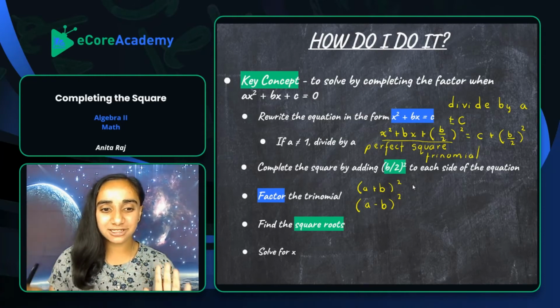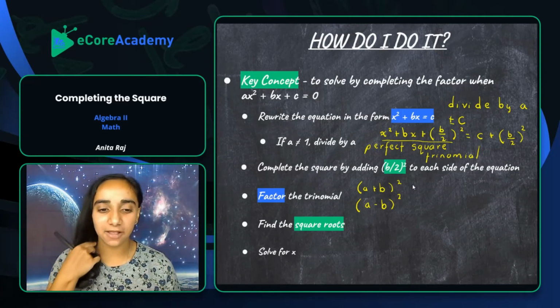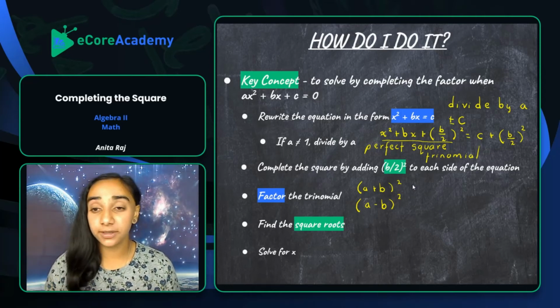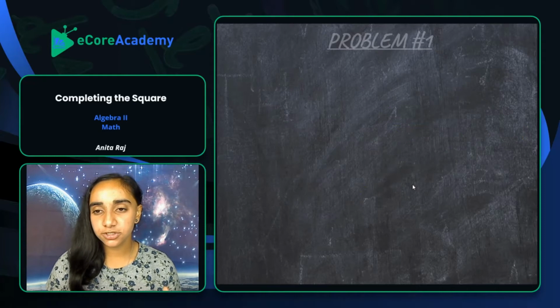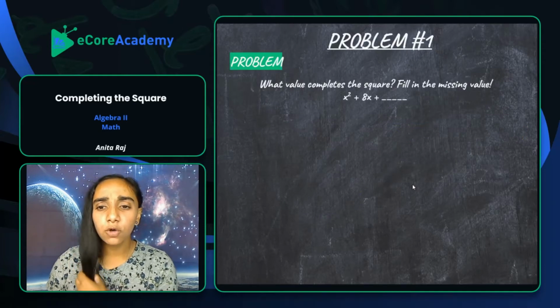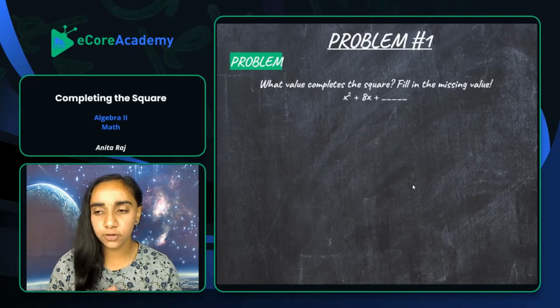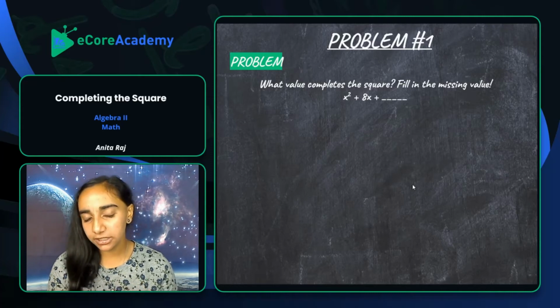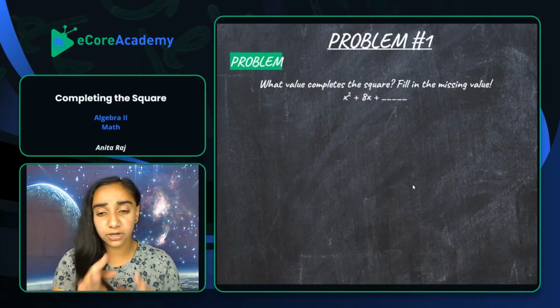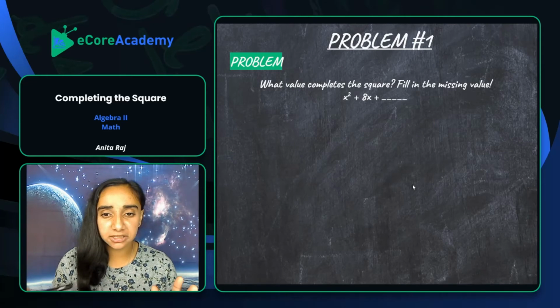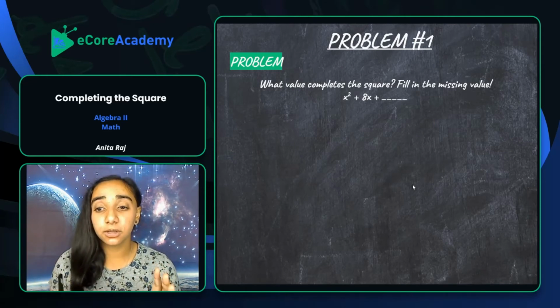And if you're confused, that's totally fine. I totally understand that. We've got to run through some examples for you to get the gist of how to do this. So here's the first example. What value completes the square? Fill in the missing value. So this is going to be our easiest one. All we're doing is we're not solving anything. We're not factoring anything. We're just getting used to completing the square.